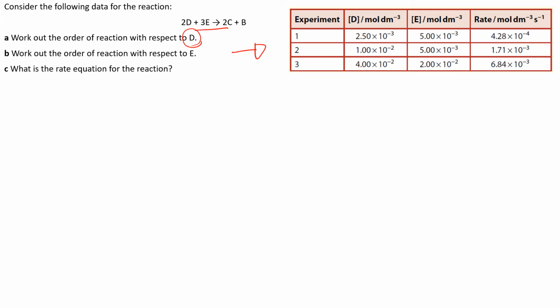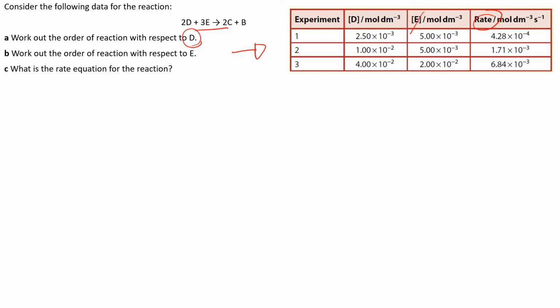As we agreed before, to find out the effect that will happen to the rate when we are changing one of the reactants, we have to control a reactant. We cannot change both reactants, okay? We should have one reactant controlled and study the other reactant. For that reason, to find out the order of reaction with respect to D, we should have E controlled. How can we have E controlled?